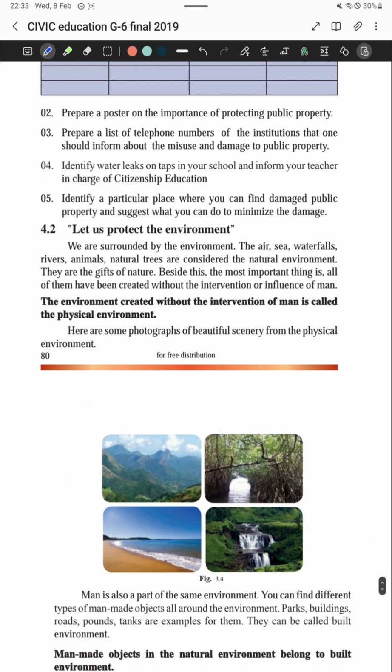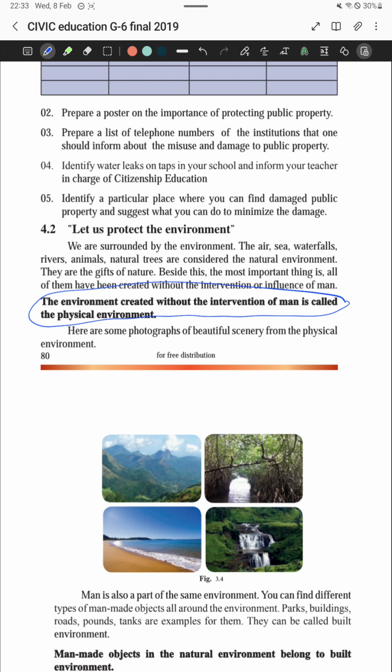Let us protect the environment. So the environment created without the intervention of man is called the physical environment, right? So without my or your help, if there's anything that has been created on this earth, that is called the physical environment, right?